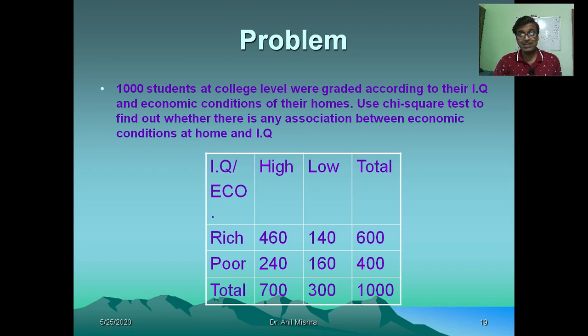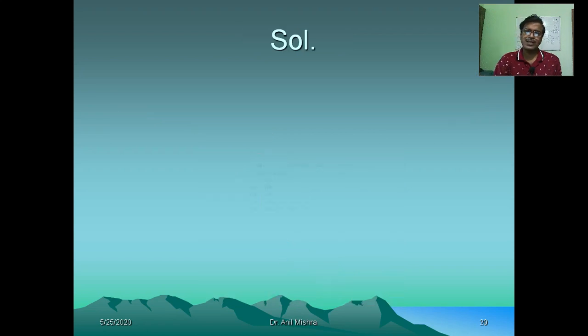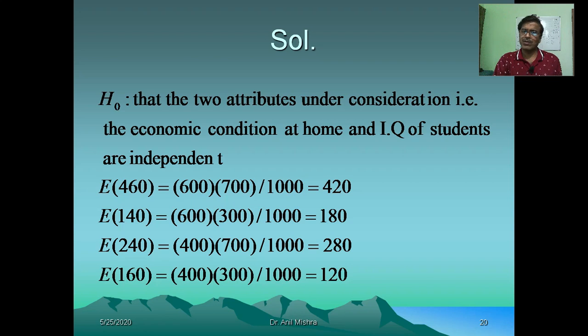But in the case of a contingency table, we consider the number of rows less 1 into the number of columns less 1. The 5% level of significance is not mentioned in the question; the data does not say whether it is 5% or 1%. By default, we take 5% level of significance. Considering that, we calculate all the expected frequencies, that is the row total into column total divided by the total number of observations, corresponding to each and every observed frequency.